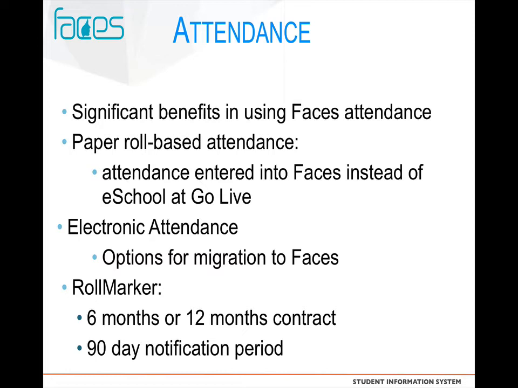For those schools doing Roll Marker, they have offered 6-month or 12-month contracts with a 90-day notification period. So you might like to keep those timeframes in mind when you're thinking about your implementation dates.